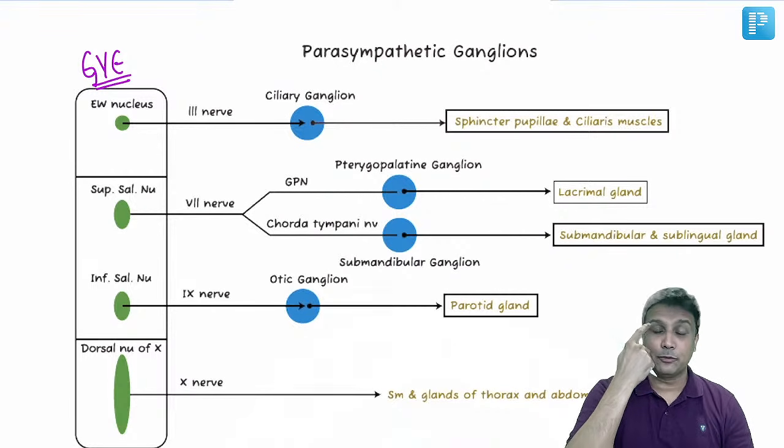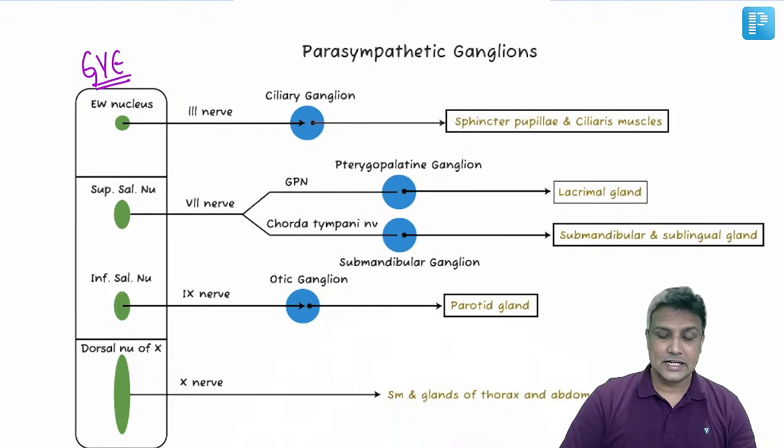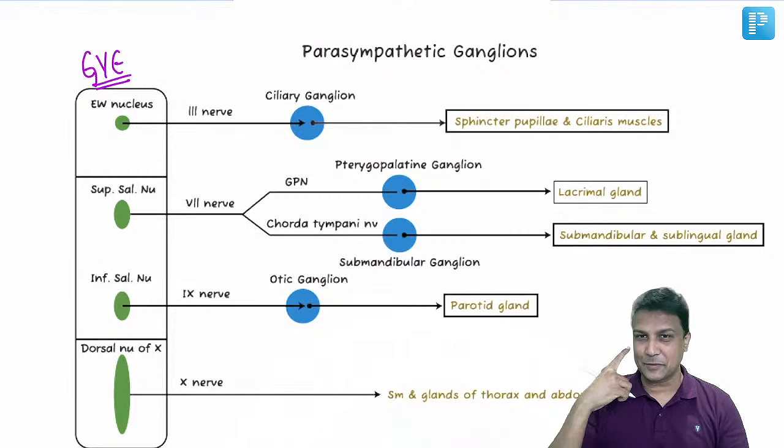First of all, the smooth muscles present inside the eyeball, the sphincter pupillae muscle and ciliaris muscle, will be taken care of by the third nerve. Which nucleus? Edinger-Westphal nucleus. From here there will be the third nerve. It will go and end in a ganglion, the ciliary ganglion, and from here the short ciliary nerves will supply the smooth muscles present inside the eyeball.